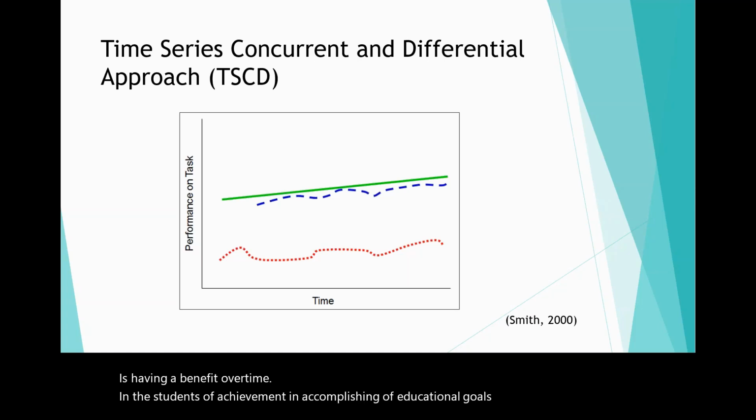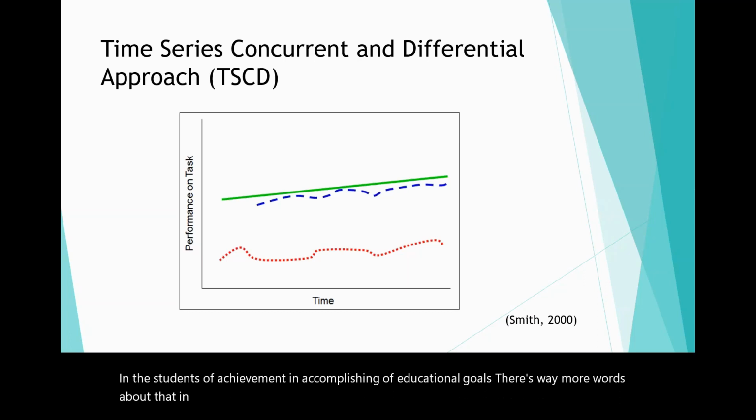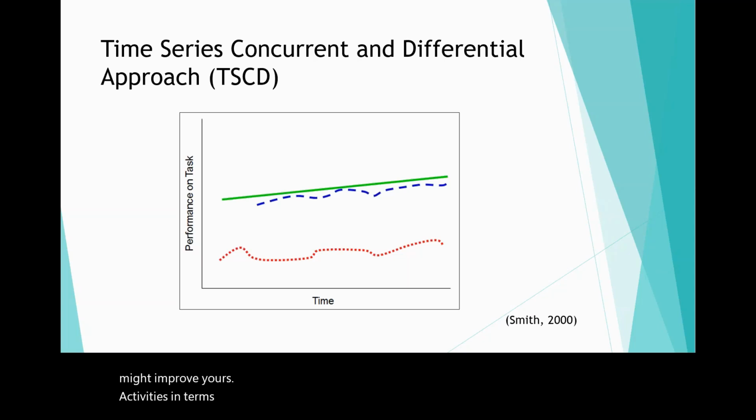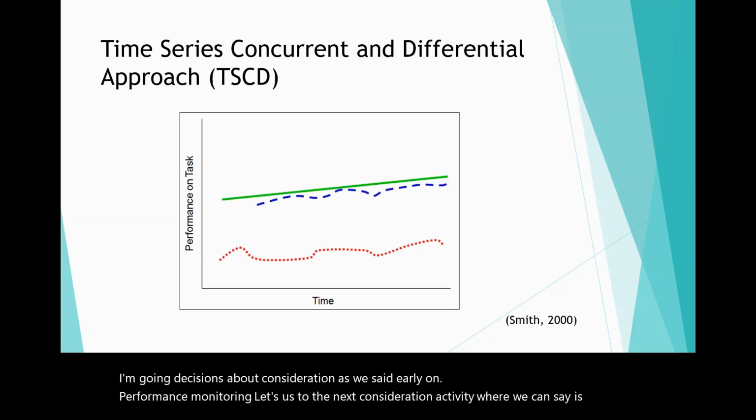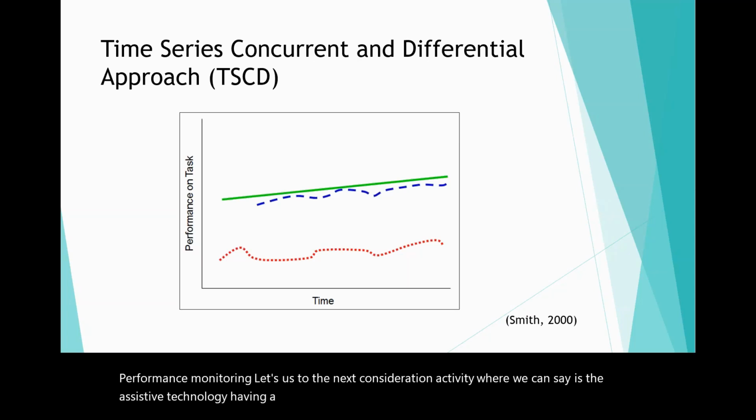There's way more words about that in Chapter 7, which I encourage you to read also, and look at the ways where you might improve your activities in terms of performance monitoring and making ongoing decisions about consideration. As we said early on, performance monitoring gets us to the next consideration activity where we can say, is the assistive technology having a good effect for the student?